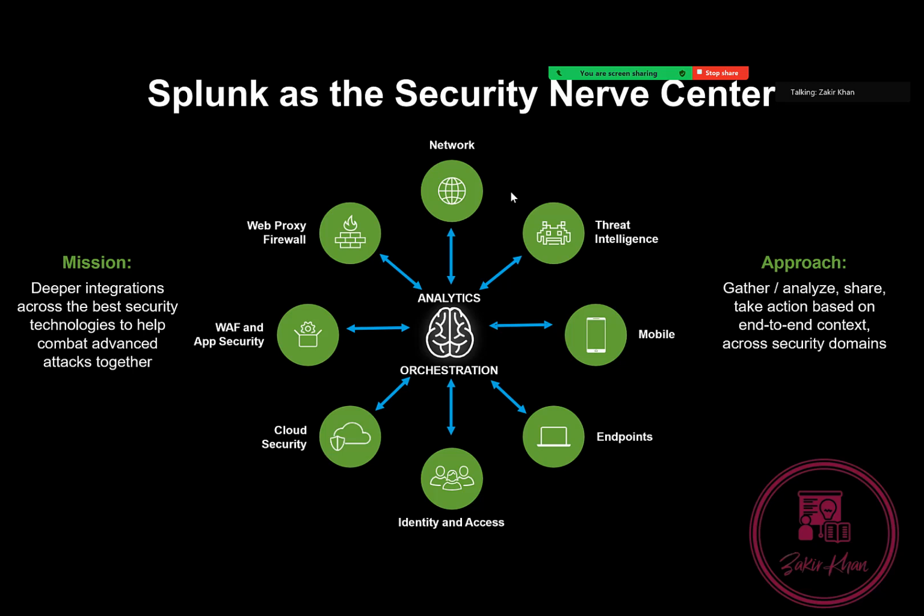Splunk is a security nerve system in every company nowadays in modern technologies, because every company has the network, web proxy, firewalls, web, cloud, identity and asset, endpoint, mobile. Each and everything is connected with Splunk nowadays. So it is working as a nerve system in the company, and it is very crucial and important for security operations as well.